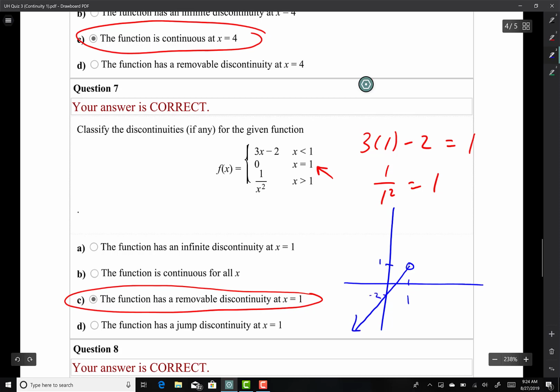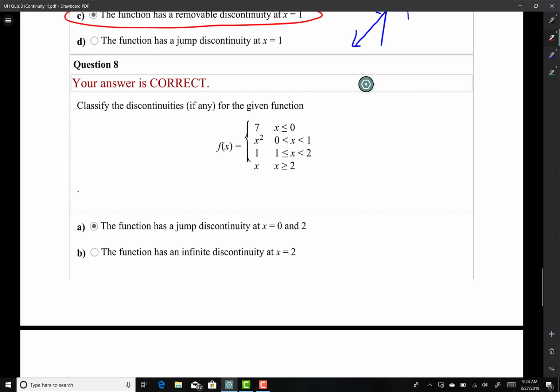And then I have a point at (1, 0). This is blue. I'm going to say this guy's red. So (1, 0), here's my point. And I'm going to say this guy's green. So then I look something like there. Now we're all happy. As you can see, you have a removable discontinuity, guys. All right, let's go to the next one.